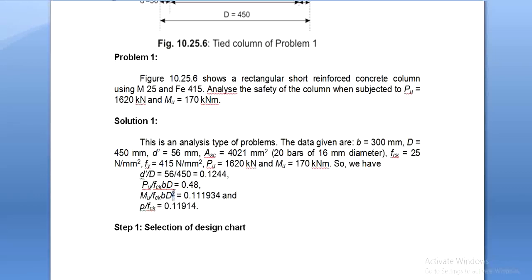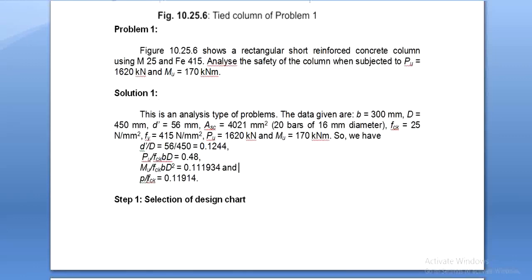So Mu divided by fck b D square is equal to, this is the value which we have obtained. Remember here it is D square. Don't forget to put the square over there. I have observed many of the students doing this mistake. Okay. So now p divided by fck, this is important.